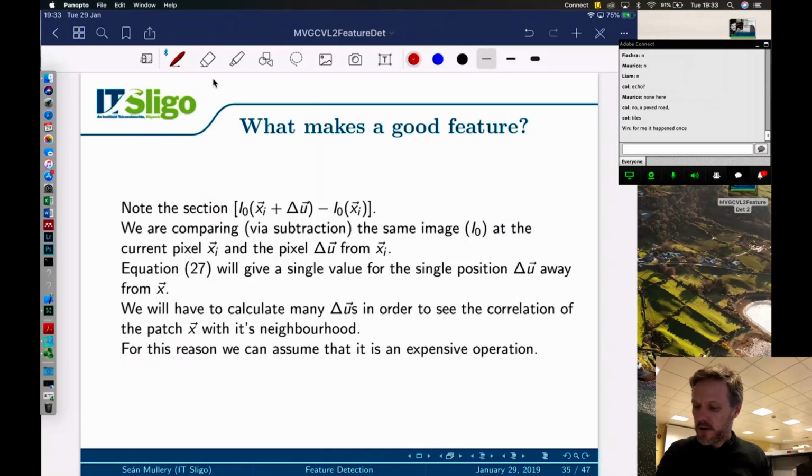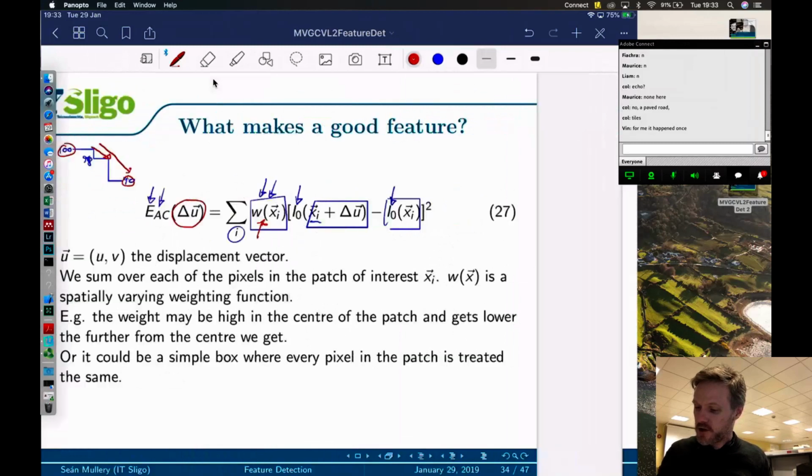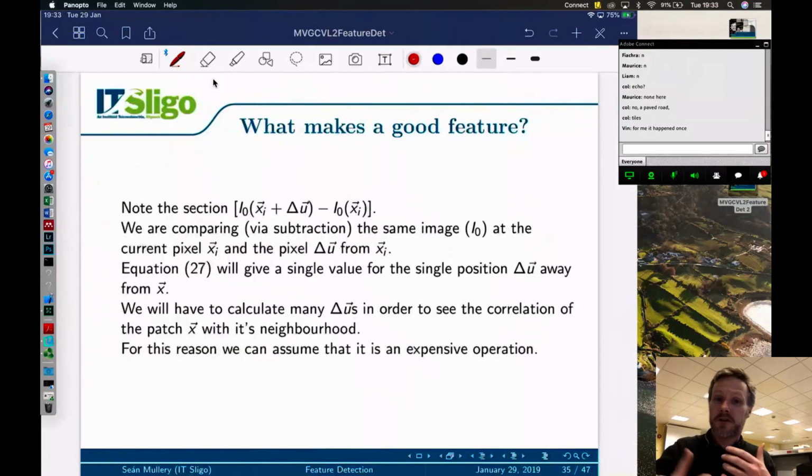So if we look at this section here, that's the kind of midsection that I just drew around. What we're doing is we're comparing via subtraction the same image at the current pixel and the pixel a certain distance along our gradient. So this will give us a single value for a single position, and we've got to add up a load of those positions to get an overall sense of what the correlation is between them. So for this reason, we can assume that it's an expensive operation. It's not something that we'll do very happily.